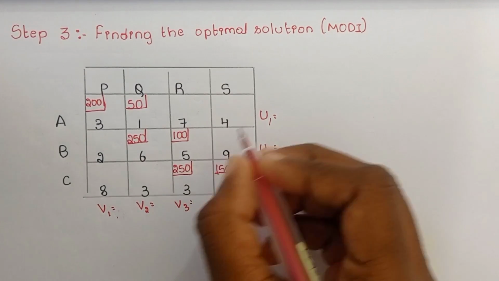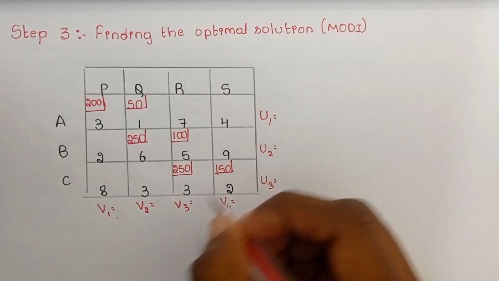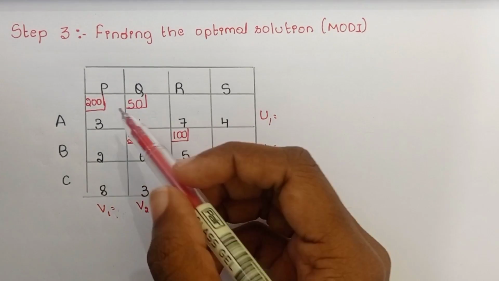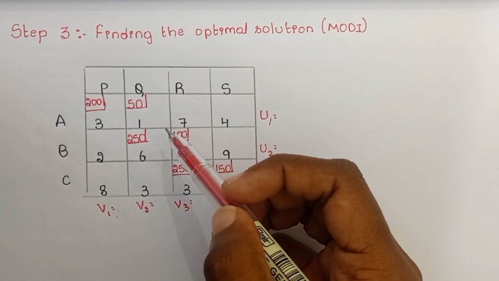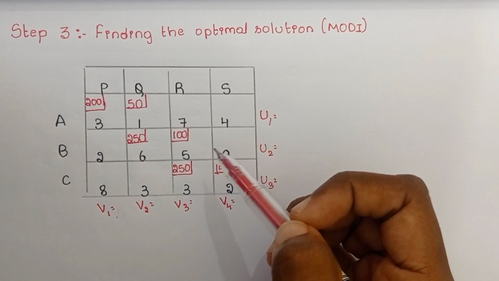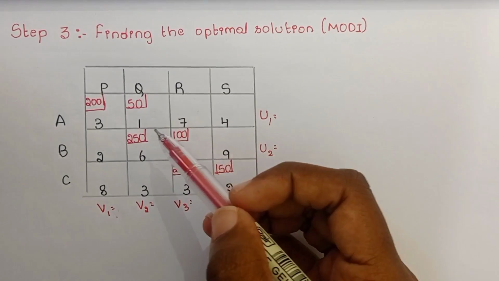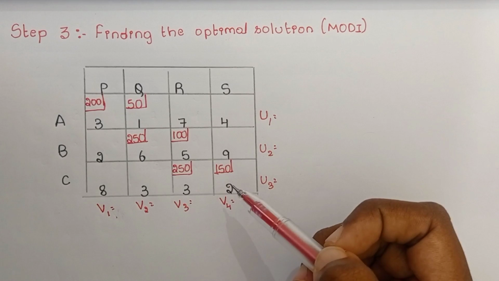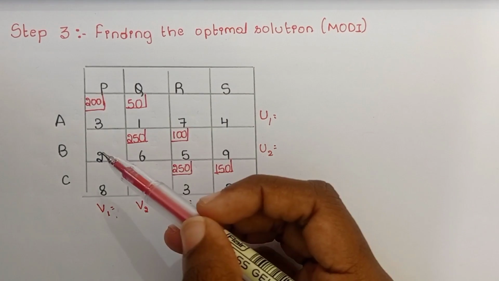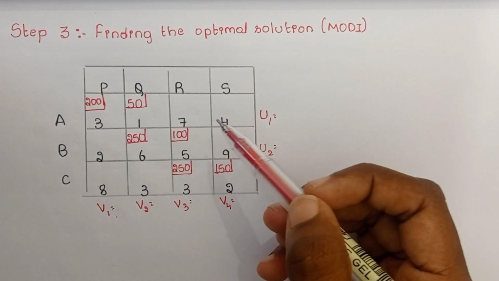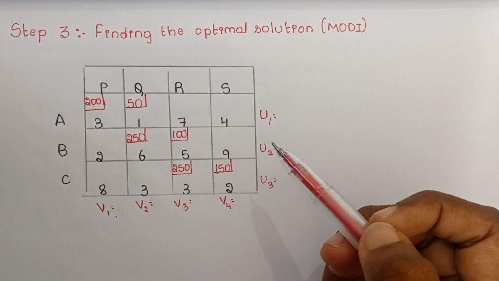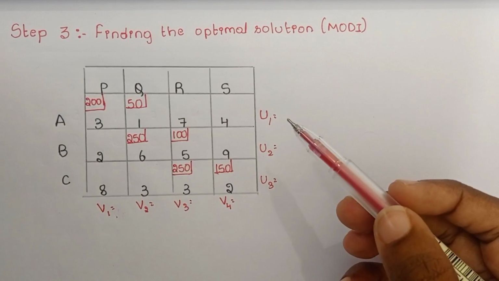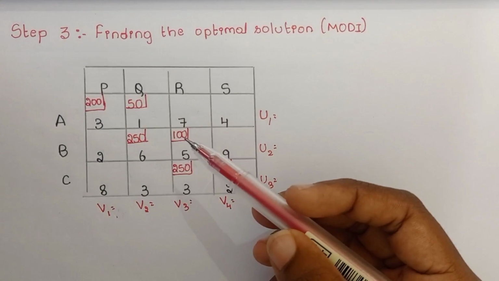We have to find out the values of U and V just for the occupied cells. Occupied cells are the cells which are allotted. In this matrix the allotted cells are 3, 1, 7, 6, 5, 9, 3 and 2. These are the allotted cells. 2, 8, 7, 4, 9 are the unallotted cells, that is, unoccupied cells. We find the values of U and V just for the allotted cells.